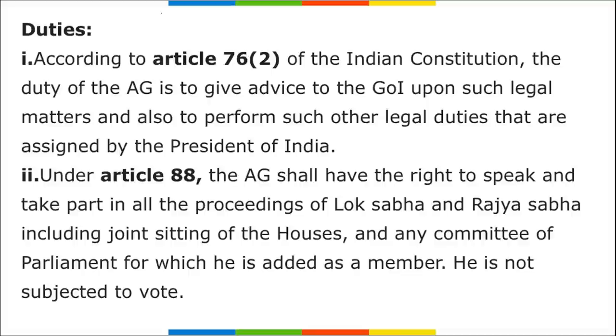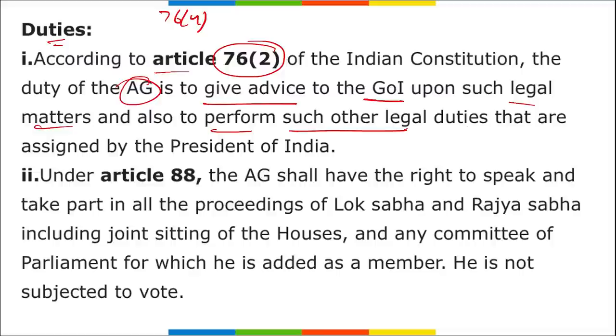Also, according to Article 76(4), there is no fixed tenure of the Attorney General. He shall hold office during the pleasure of the President and shall receive such remuneration as the President may determine. Apart from this, some of the duties that come under Article 76 Part 2 of the Indian Constitution: the duty of the Attorney General is to give advice to the government upon such legal matters and also to perform such legal duties as are assigned by the President of India.